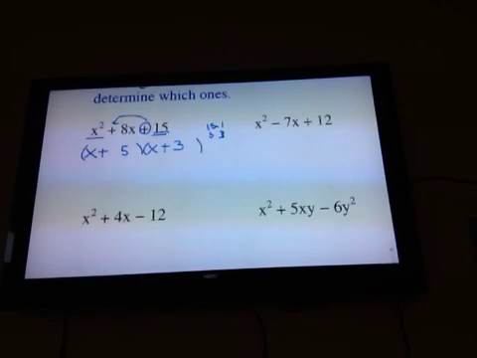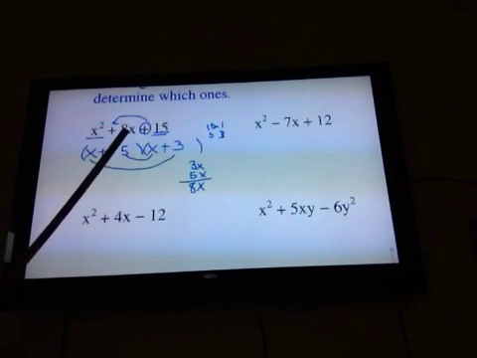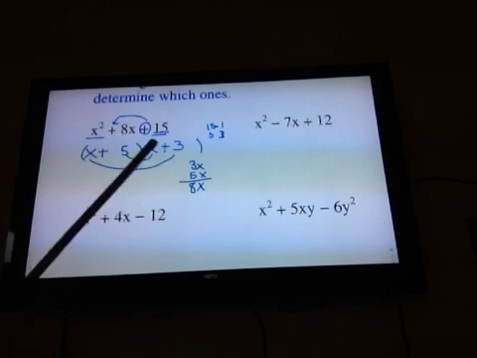Now we check if we're correct. How do we know if we're correct? Think about FOIL. First times first, outer times outer, inner times inner, last times last. The outer times the outer, x times positive 3, and the inner times the inner, positive 5 times positive x, positive 5x, add those together, and you get 8x, which now matches what this is, so I know I'm correct. If they don't match, then you know you're wrong.